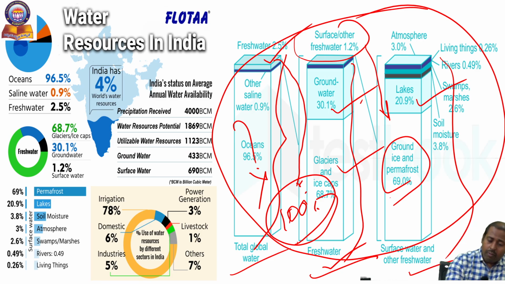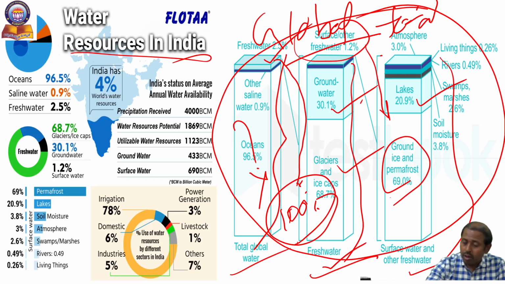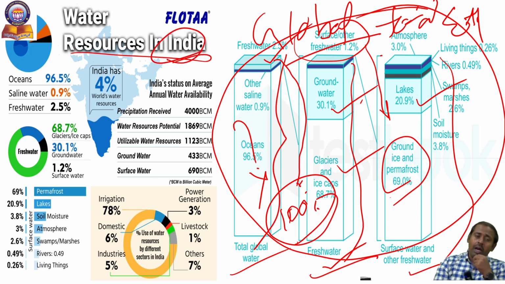What are the water resources in India? So this is a global system, a total earth. According to India, what happens? Coming to India, oceans hold 96.5%, saline water is 0.9%, and fresh water is only 2.5%.